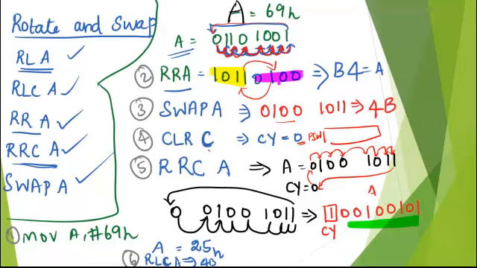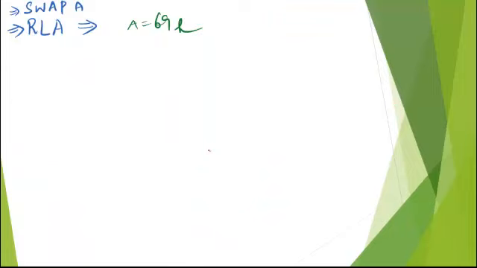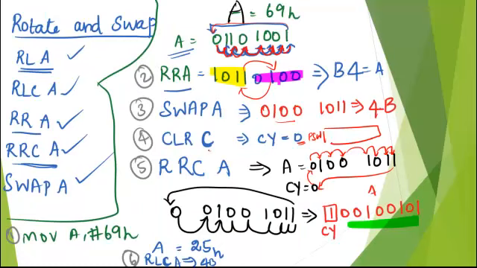Again, rotate left through carry, and then swap, rotate right through your accumulator. So rotate left through your carry. Again, you need to go ahead with the previous thing. If I do this, it is an inversion operation, right? Earlier the data available is 4B.